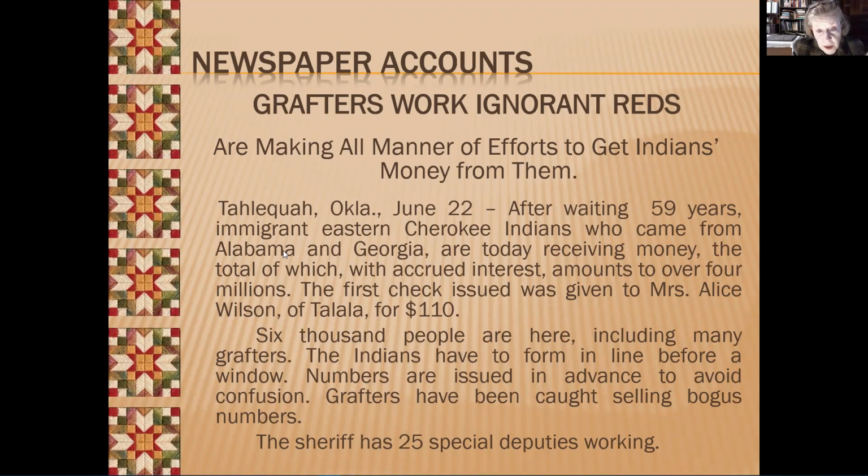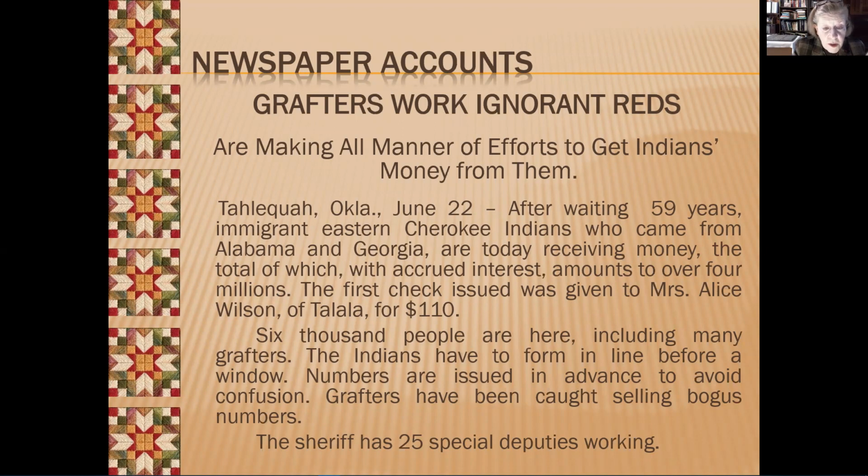Now, I didn't tell you this, but the Court of Claims, after they approved this money, they also said the government should have done this back in the 1850s. They didn't. So now we're going to add on the accrued interest from that time period, which amounts to over $4 million. Now, this was in 1910.